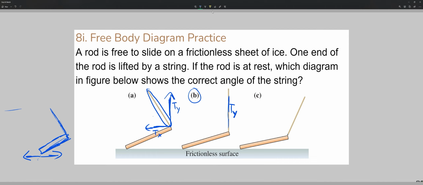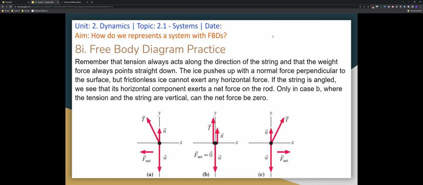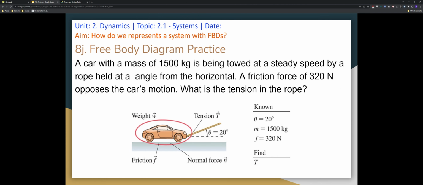And then the same thing with C, right? So there's a tension along the x-axis and a tension along the y-axis, and this rod will keep moving to the right, because there's no counteracting force to the left. There's no friction here. There's only a force to the right. So B is the only correct diagram here that shows what would happen for the object to be at rest, right?